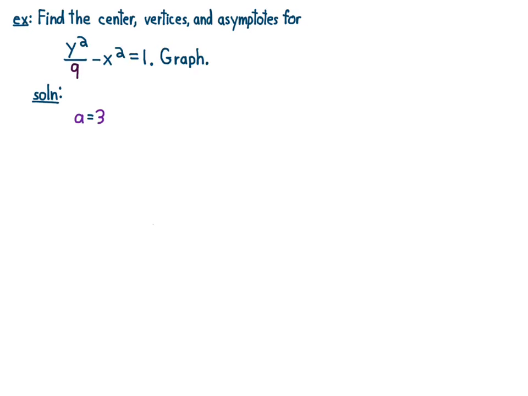Okay, so first of all, A is 3. Remember, with these, A is always underneath the first term, or the constant, the positive term. And B in this case would be 1, because that's x squared over 1 squared, right? So B is 1. And the center is 0, 0, because it's not x minus something quantity squared or x plus something quantity squared. And same thing with the y.